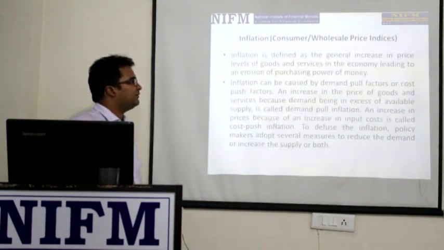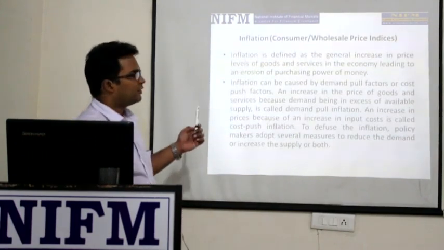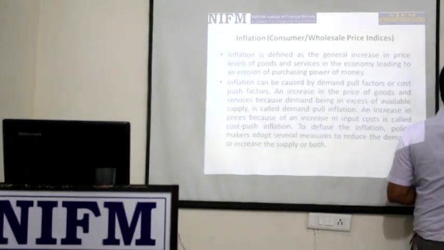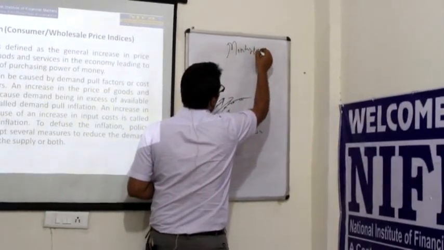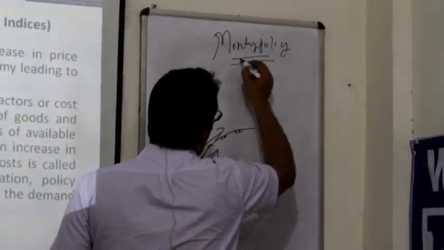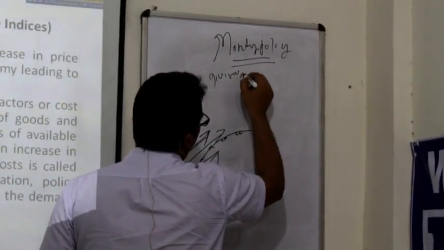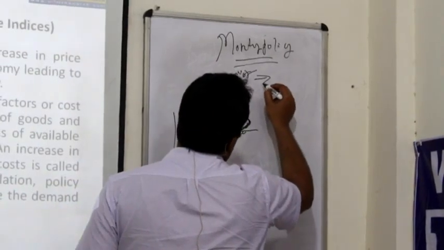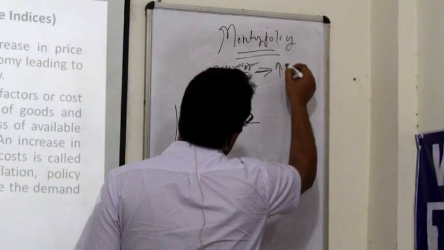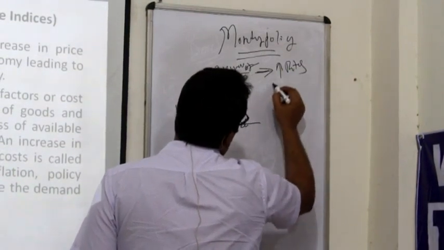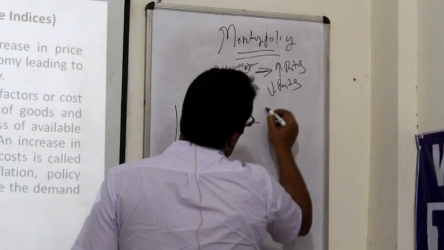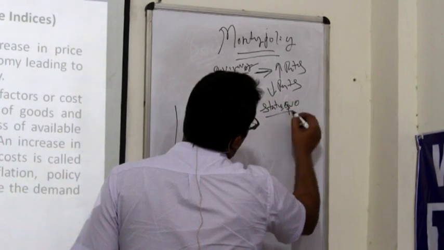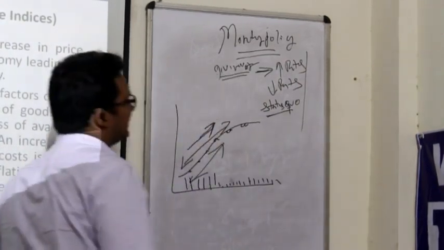So when we are talking about inflation, inflation is a uniform rise in prices. When we are talking about monetary policy, the governor makes certain changes, like an increase of the rates or a decrease of the rates, or maybe the status quo approach. Status quo means there is no change, either increase or decrease.